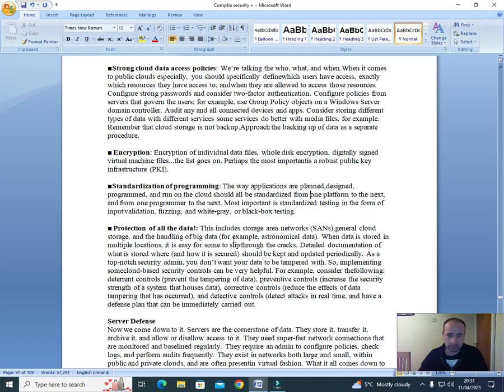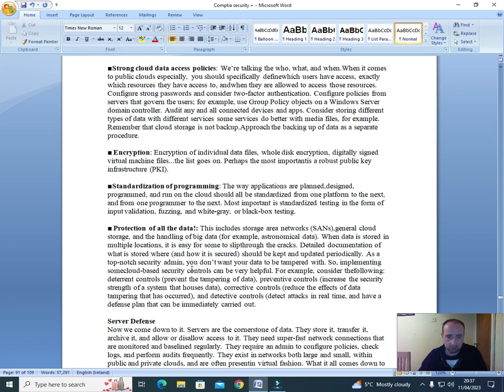Protection of all data. This includes storage area networks, SANs, general cloud storage, and the handling of big data, for example, astronomical data. When data is stored in multiple locations, it's easy for some to slip through the cracks. Detailed documentation of what is stored where and how it is secured should be kept and updated periodically.